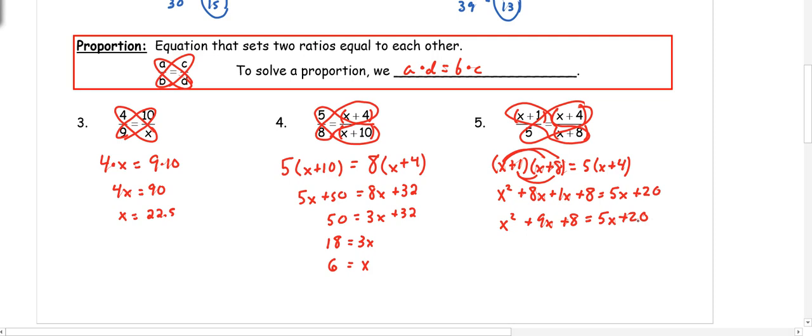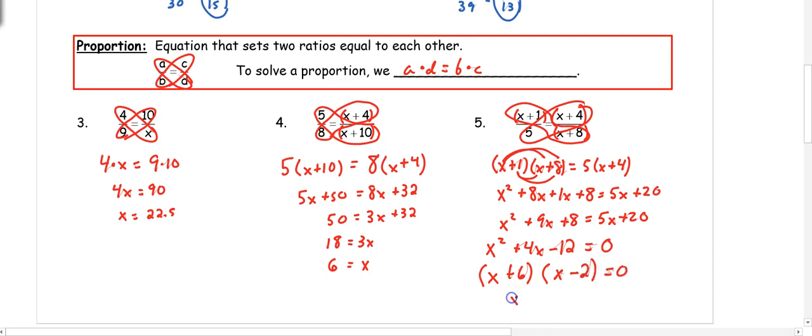So we want to move everything to the x squared side. So when we subtract 5x and 20, we get x squared plus 4x minus 12 is equal to 0. So we need two numbers that multiply to negative 12 and add to 4. So we get x plus 6 and x minus 2 equals 0.